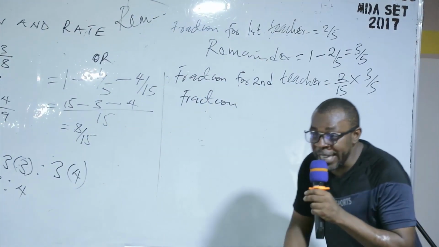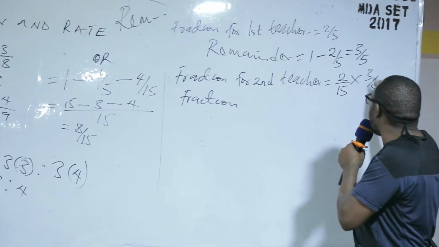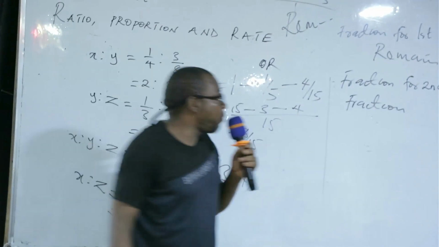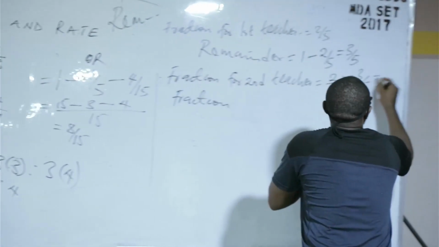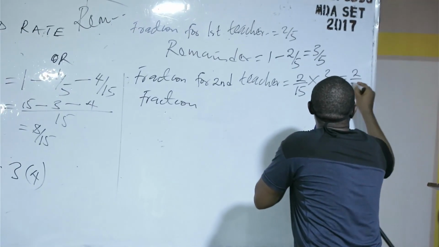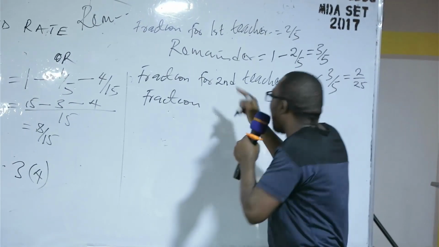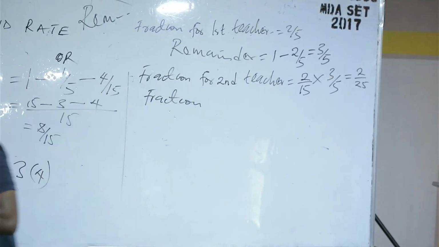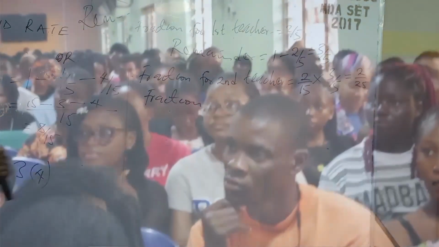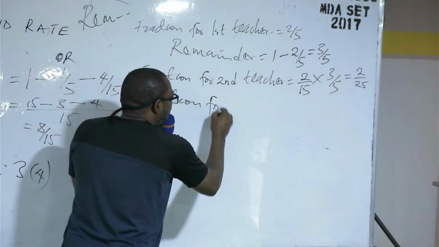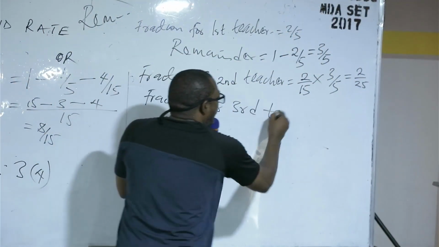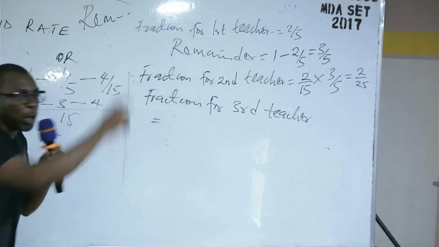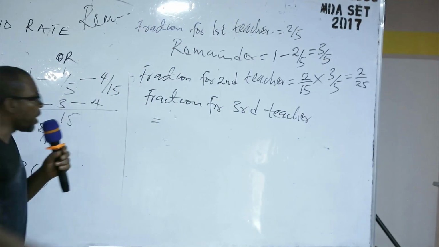Did you notice something here? Did you see that 3 can go into 15? To give you what? To give you 5. So we are getting 2 over how much? That was a fraction of the chalks collected by the second teacher. So we said fraction for the third teacher is going to collect. Go back to the remainder. What is the remainder?